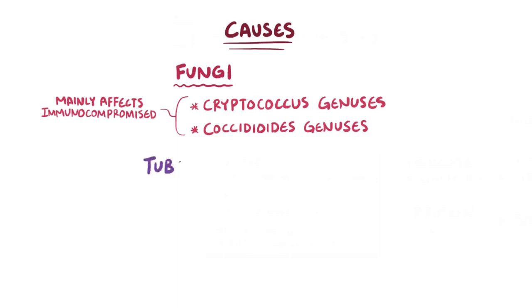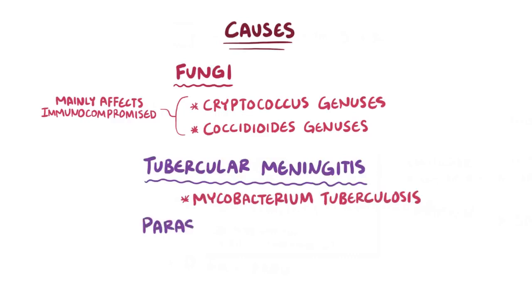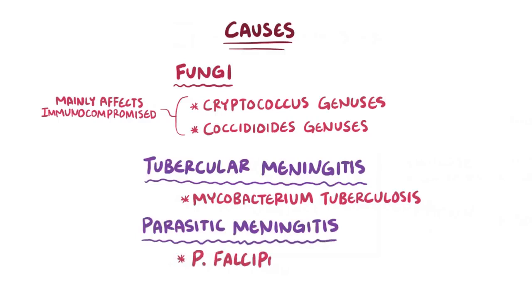And then, of course, there's tubercular meningitis, which is caused by the Mycobacterium tuberculosis bacteria. And finally, parasitic causes of meningitis like P. falciparum, which is the main cause of malaria.